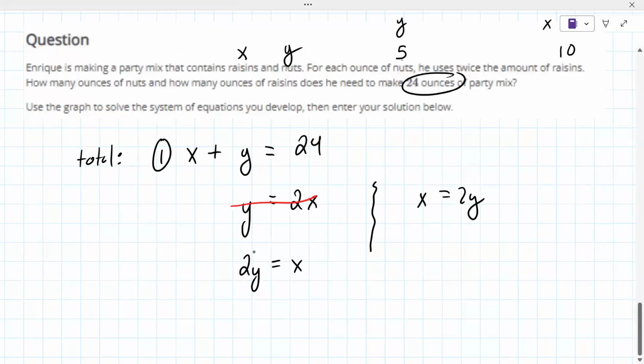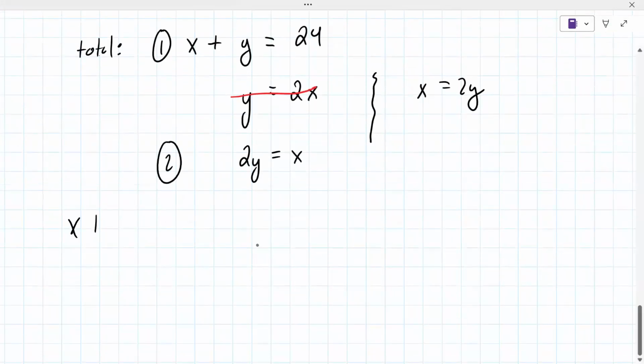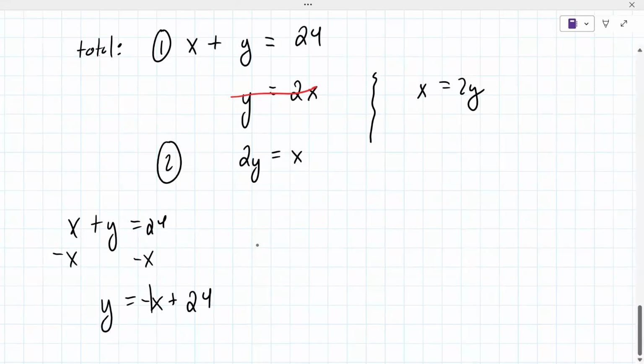To graph these, you want to solve them for y. So we'll do the first equation, x plus y equals 24. Subtract x from both sides. So y equals minus x plus 24. For the second equation, 2y equals x, divide by 2, divide by 2, y equals 1/2 x.